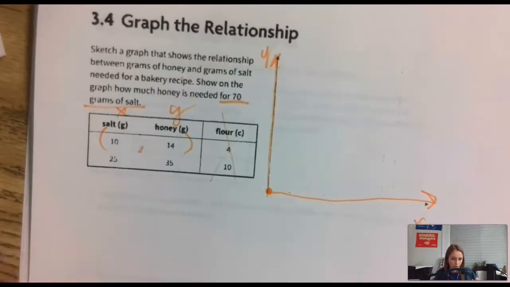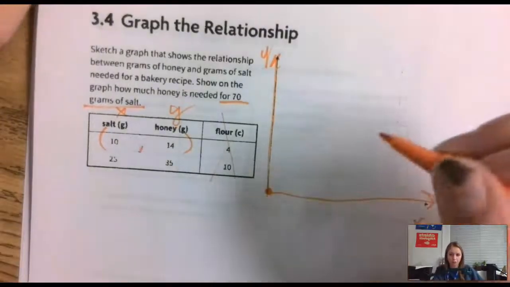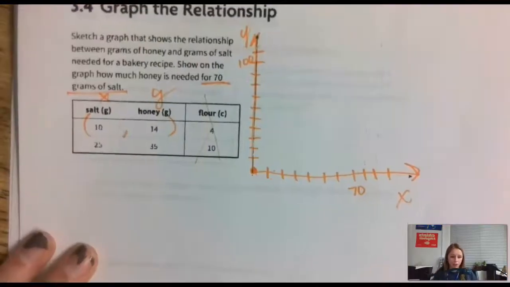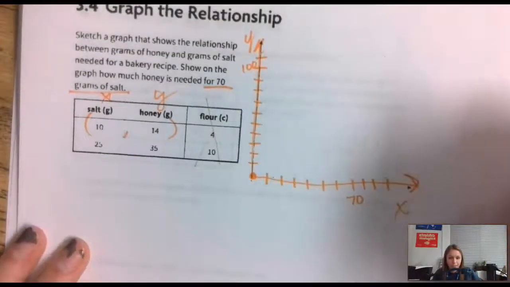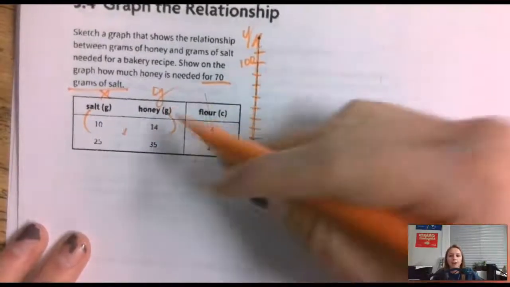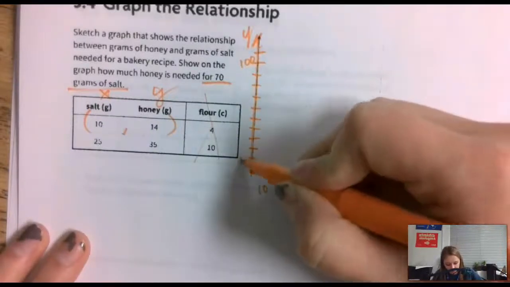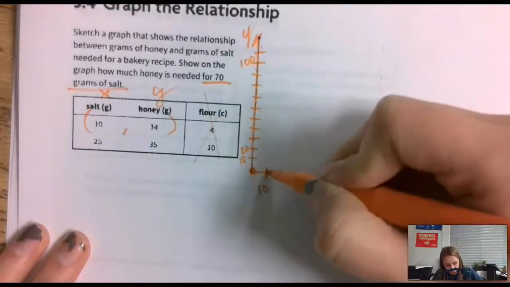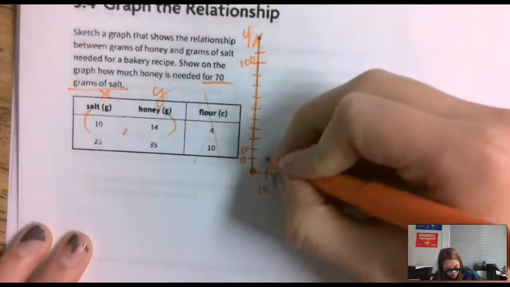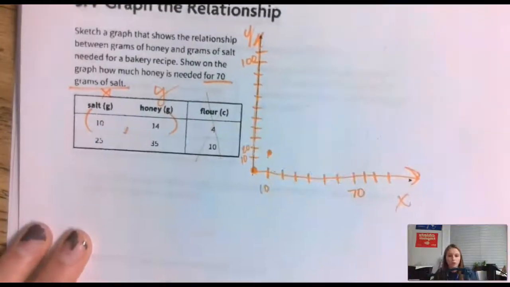So we know we're going to be starting at the origin. I'm going to go ahead and mark up my graph. Alright, so here we go. I just went by 10s on each axis. Now I can go ahead and plot this point here. So at 10 on my x-axis, my y would be 14. So right in the middle there. So that's where 1 point is.